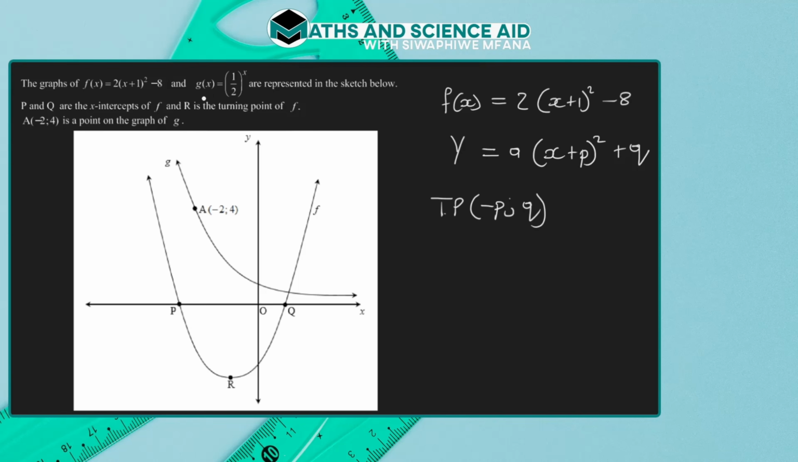Now, g of x is of course an exponential function. As we can see, it's in the format y is equal to b to the power of x. And as we can see, the value of b in g of x is greater than 0 but less than 1. And from the properties of exponential functions, we know that this basically means that g is a decreasing exponential function. Okay, so now let's move on to the questions.